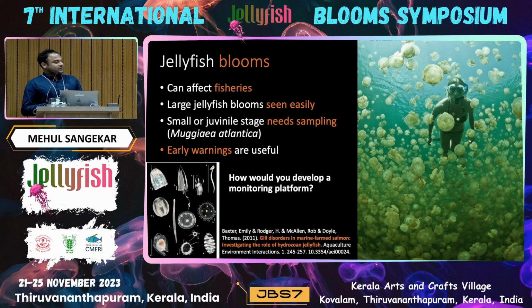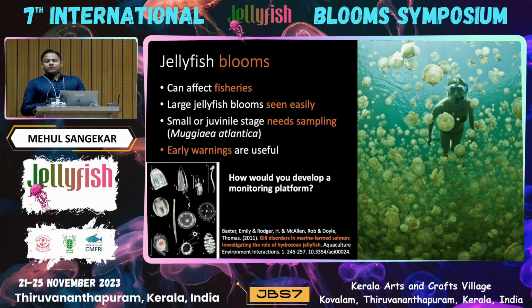Listening to all the talks in this conference has given me a lot of new insight into how jellyfish blooms can affect fisheries. I always knew about it, but some of the presentations have been phenomenal. Large jellyfish are easier to see, and there's work using drones and aerial mapping. But what about really small ones? Most of the work is done by taking samples, which is great, but can we complement it with other imaging techniques that can also give early warnings?